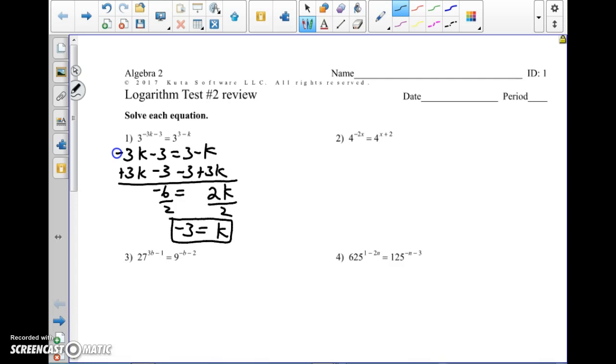Problem 2 is the same way. The bases are the same, so set the exponents equal to each other.